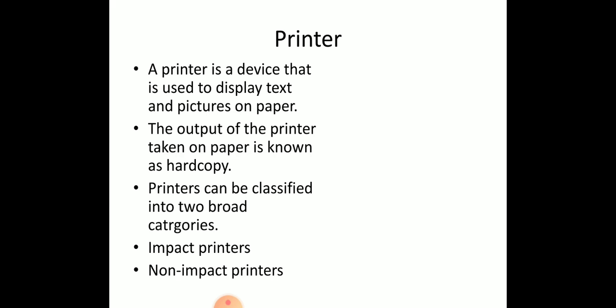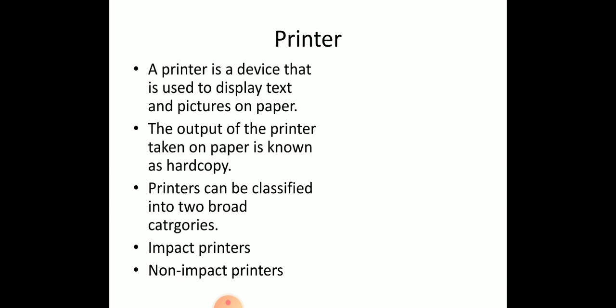Next output device is printer. A printer is a device that is used to display text and pictures on paper. Suppose you draw a picture and you want to stick it on your wall, what can you do? You can take a printout of that in the form of hard copy. That means you can take a printout on paper and stick it on your wall. That's your favorite picture.